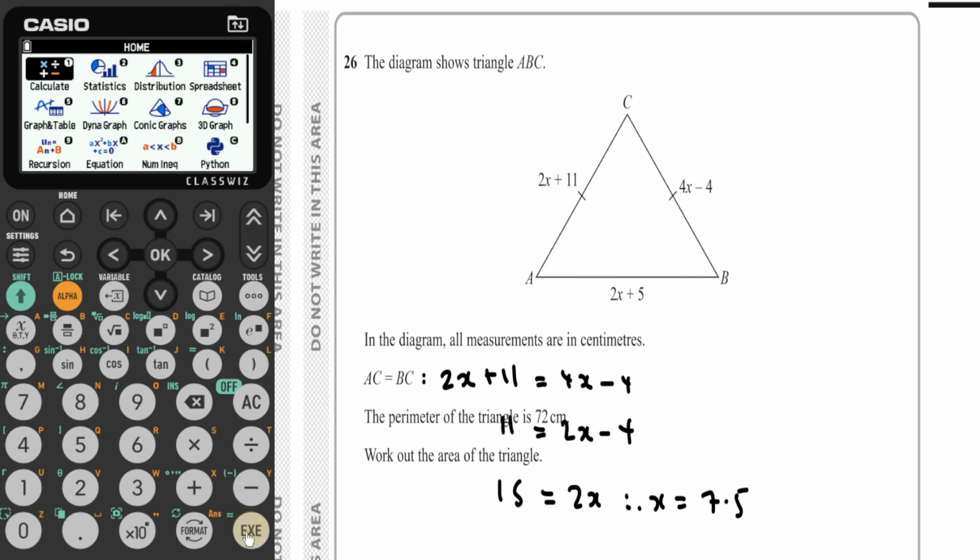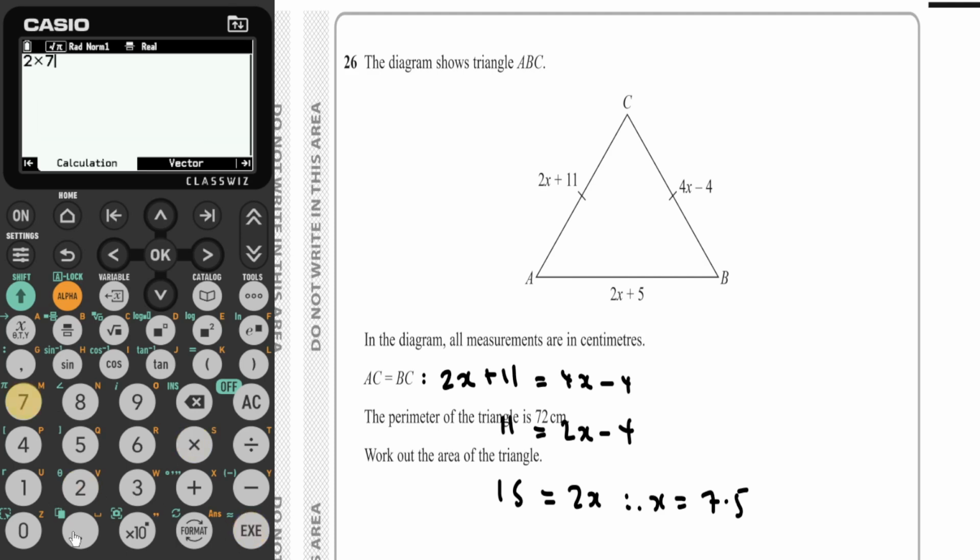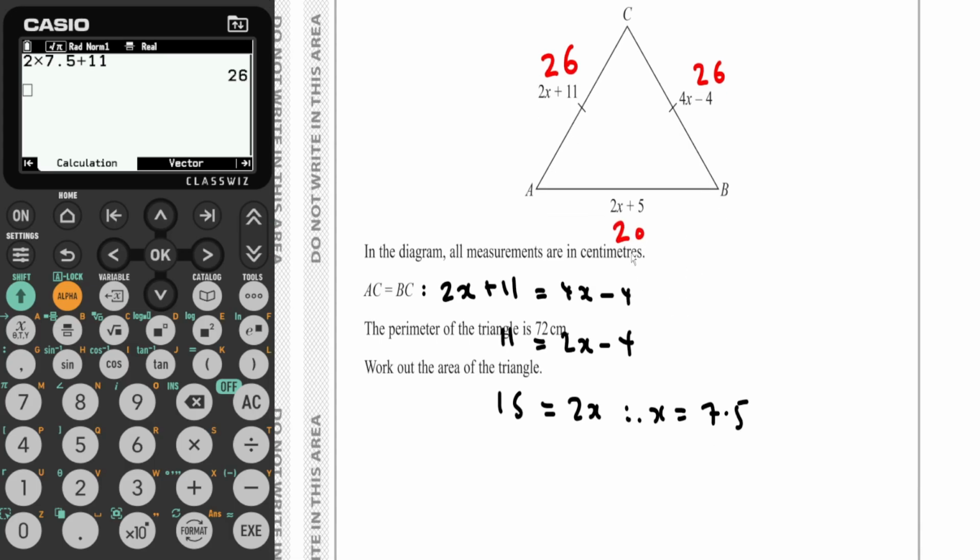So if I do 2 times 7.5 plus 11, that means this side is 26, which means this side is also 26. And if I do 2 times by 7.5 and then add 5, here I would get 20. So that's the length of the base. Now, to work out the area of a triangle, we need the base, which we've got, and then we also need the height. So here is the height of the triangle, which we need to work out.